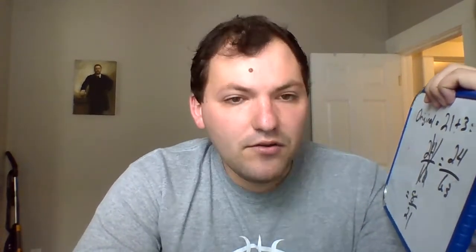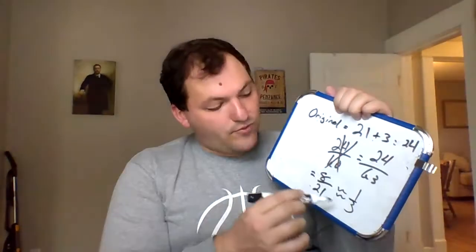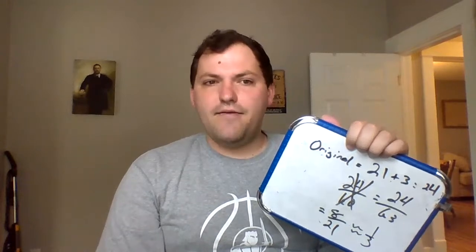Now, for B, what should be the theoretical probability? Well, the theoretical probability really didn't change, because we added 3 to both. It still should be 1/3. 8 out of 21 is around 1/3.